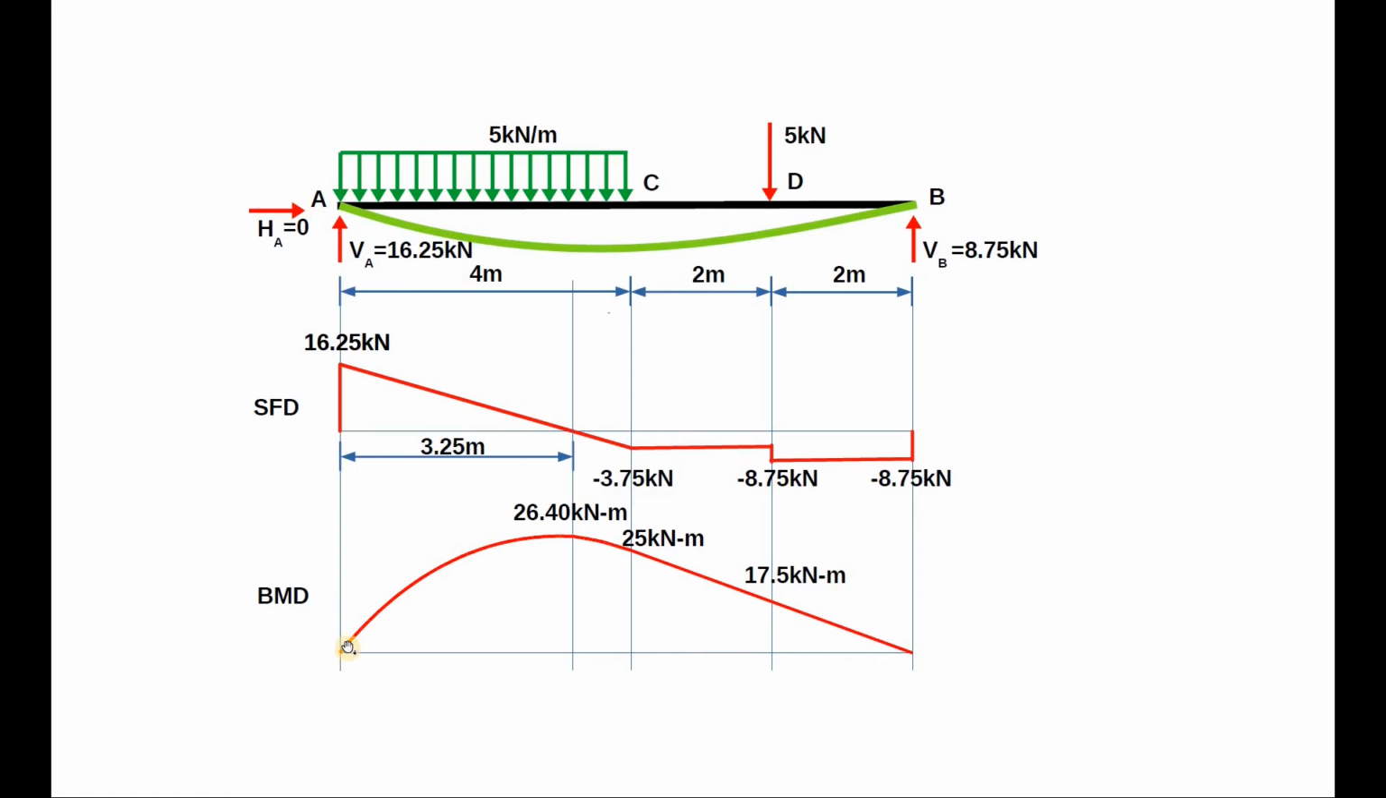Notice that this variation, that's the variation of bending moment between points A and C, is parabolic. This concludes the shear force and bending moment diagram example.